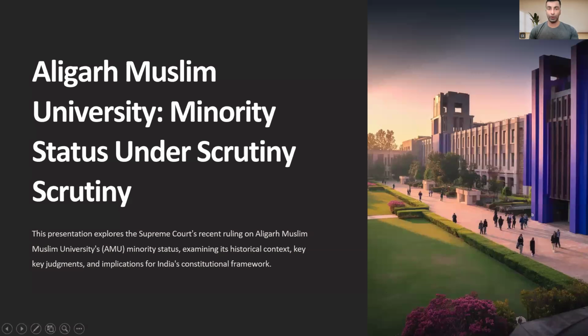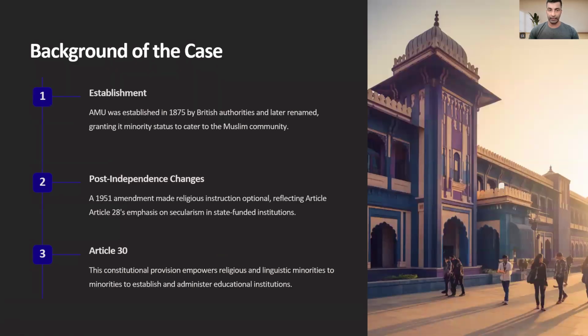Okay. So let's look at the background of the case, guys. See, the status of Aligarh Muslim University as a minority institution has been a contentious issue for decades now. Understanding this issue requires a look back at the historical amendments and the significant court rulings under Article 30, which empowers religious and linguistic minorities to establish and administer educational institutions. So let's look into that.